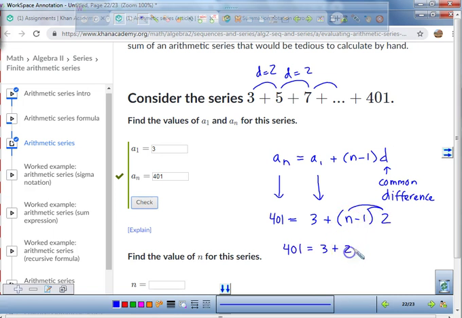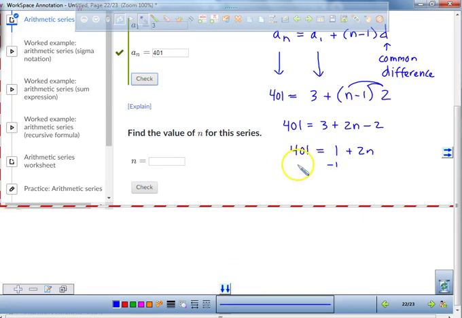2 times N is 2N. 2 times negative 1 is negative 2. 3 minus 2 is 1. Take away 1 on both sides. We're left with 2 times N, and I think you guys can see what N is equal to. N equals 200. What does that mean? That means there's 200 numbers in this series.